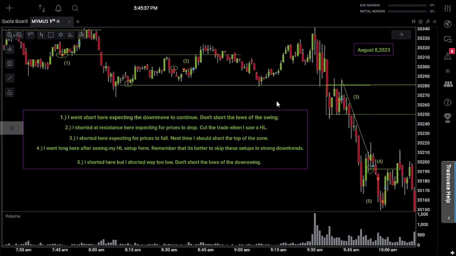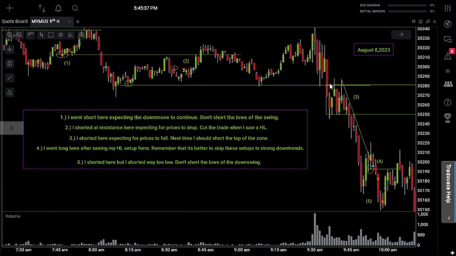So that was from August the 7th. And then I want to talk about one from August the 8th. So I made this mistake back to back, two times on two consecutive days. So that's not good. But on trade number 3, let's look at that. I shorted here expecting for prices to fall. Next time I should short from the top of the zone.